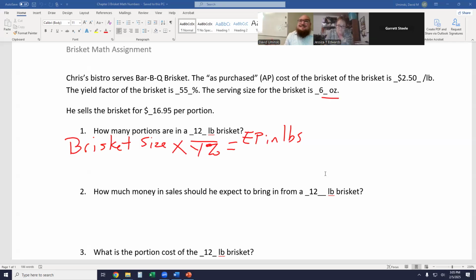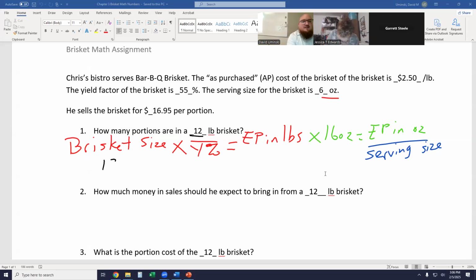Can I simply divide by 6 ounces? What do you think? Yes, no? No, because our units are different. So I want to multiply by 16 ounces to give me my edible portion in ounces. Then I can divide by my serving size.